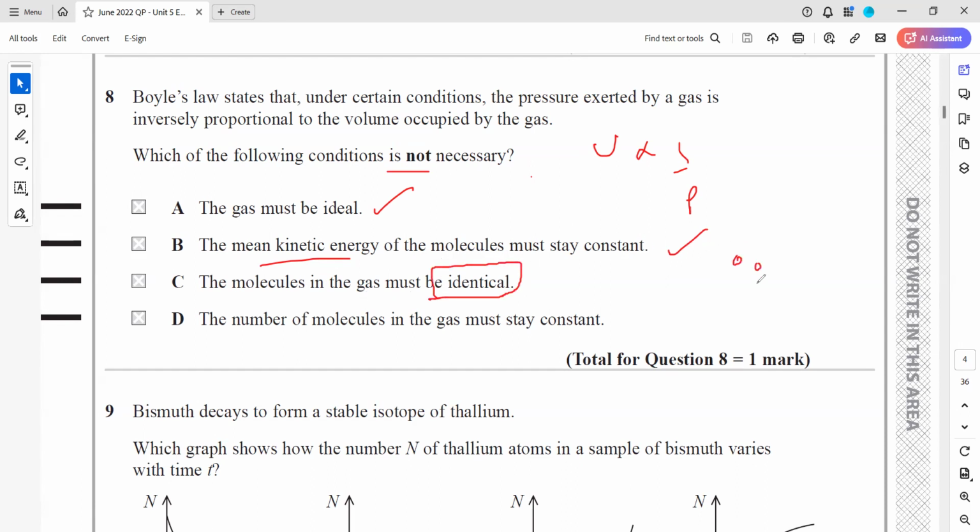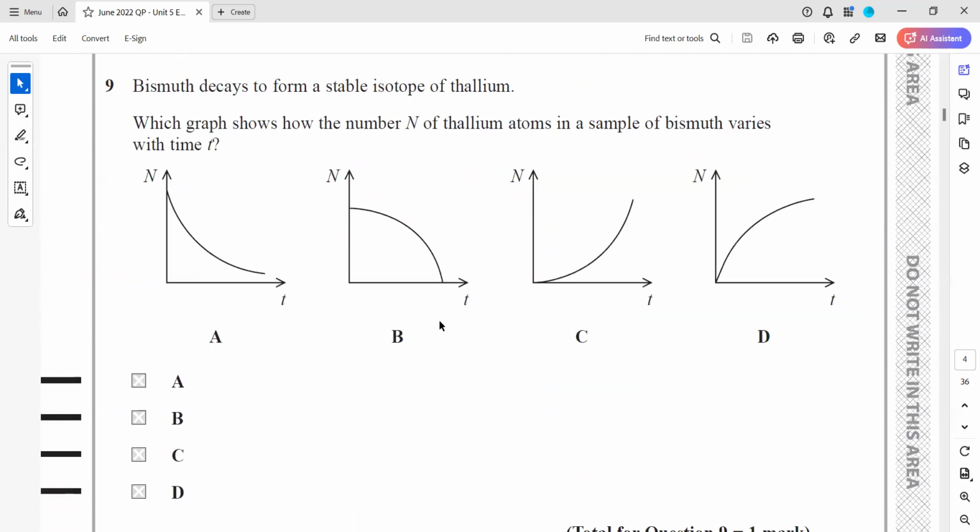We can have a mixture of gases as well, but if we increase the pressure, the volume will decrease. The number of molecules must stay constant. That is the statement of Boyle's law. For a fixed mass of a gas at a constant temperature, the pressure of a gas is inversely proportional to volume, and the gas is behaving ideally, because real gases contradict.